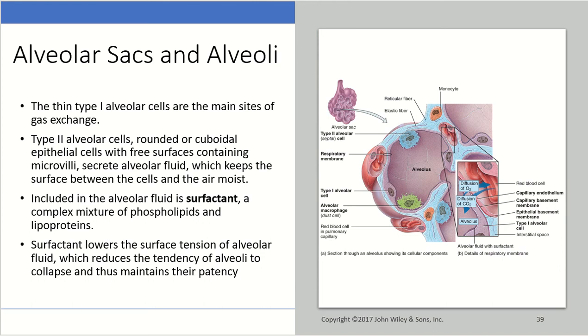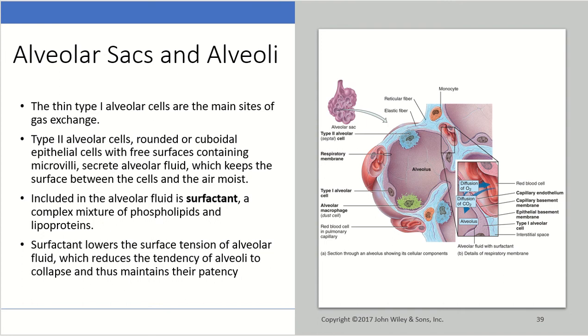So, the thin type 1 alveolar cells are going to be the main site of gas exchange in the lungs, whereas our type 2 alveolar cells are going to be more rounded or cuboidal in shape, and are going to have free surfaces that contain microvilli. And these are the cells that are going to secrete alveolar fluid. And this is going to help to keep the surfaces between the cells and the air moist.